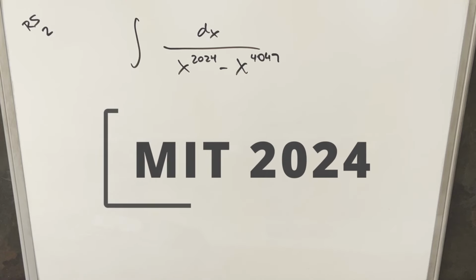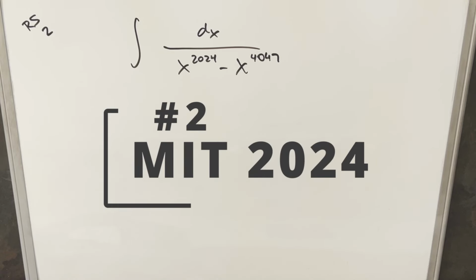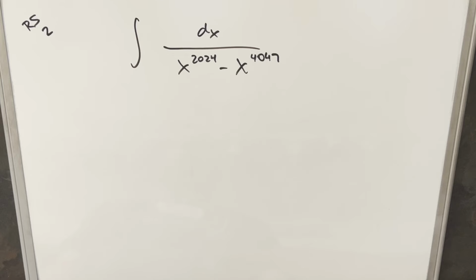Okay, we have here an interesting integral from MIT 2024. This is regular season number 2. We have the integral of 1 over x to the 2024 minus x to the 4047 dx.